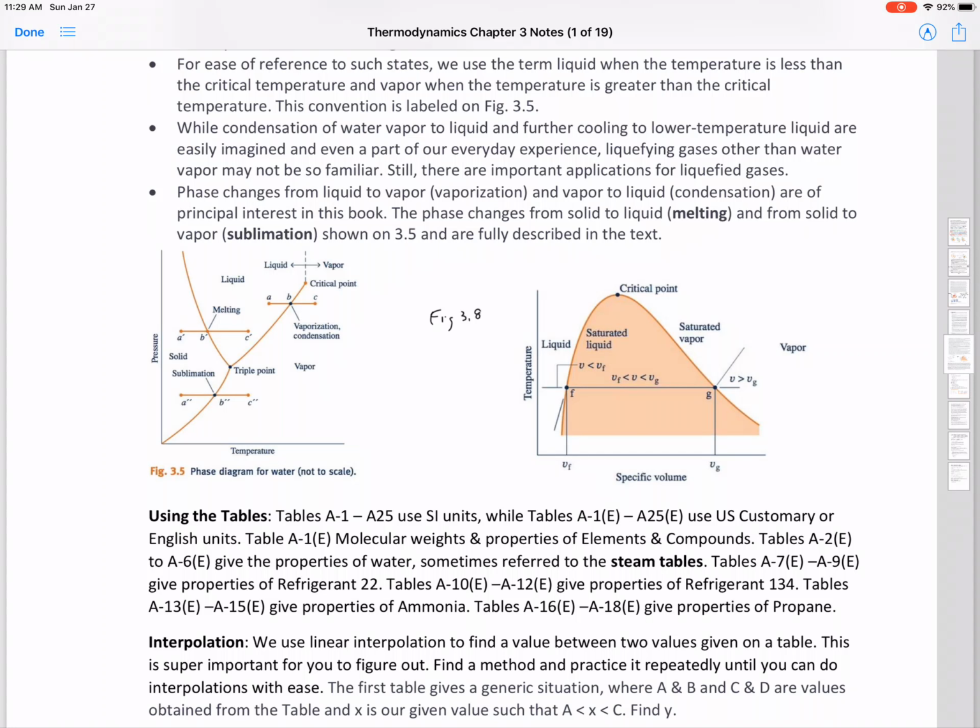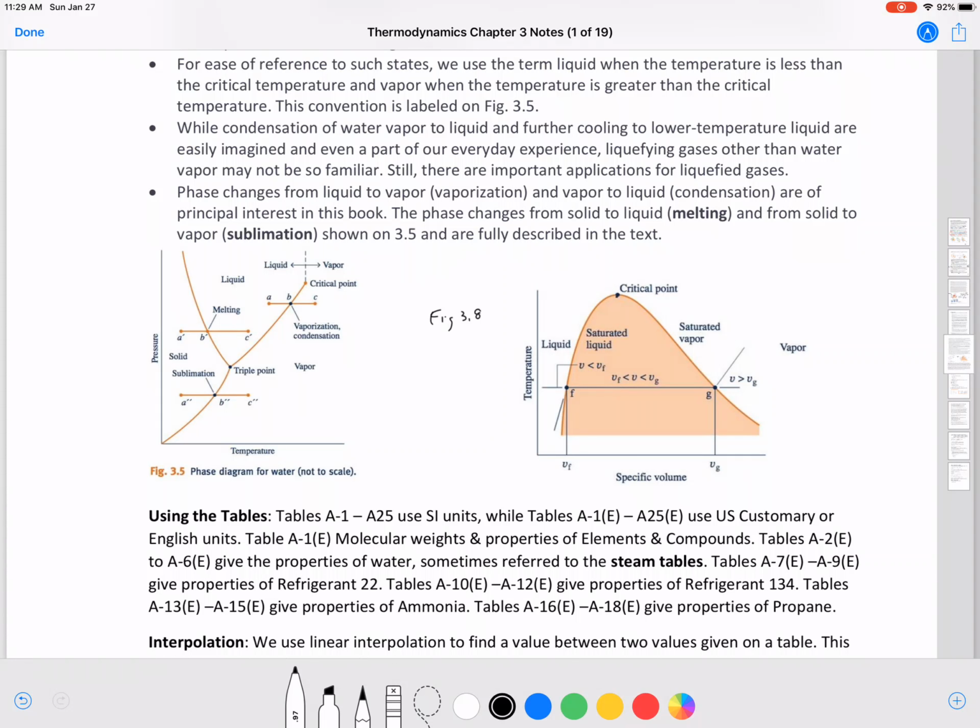We can just talk through this again, noting the different points we have. Our critical point is here. Our critical point separates the saturated liquid line, so this line is saturated liquid, from the saturated vapor. So this line is saturated vapor.